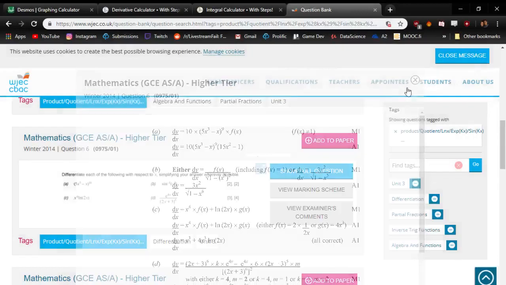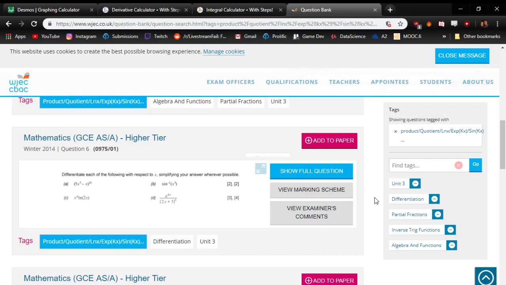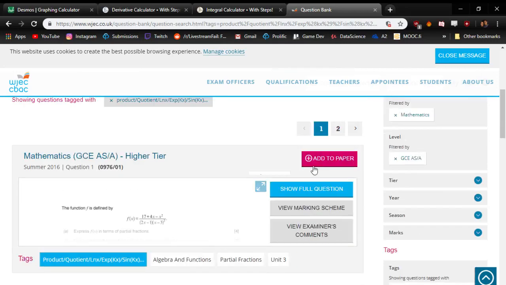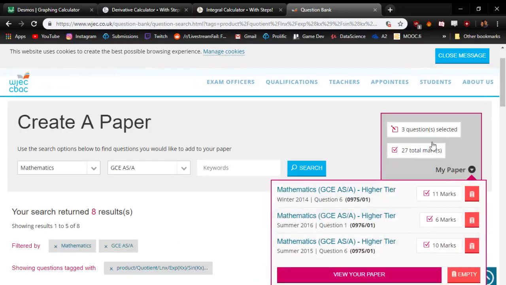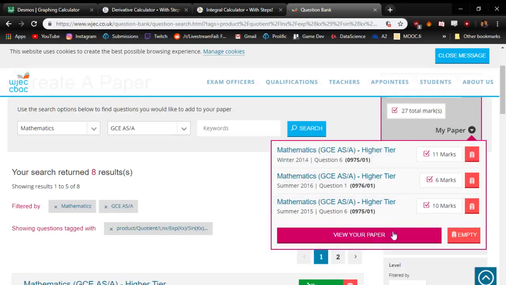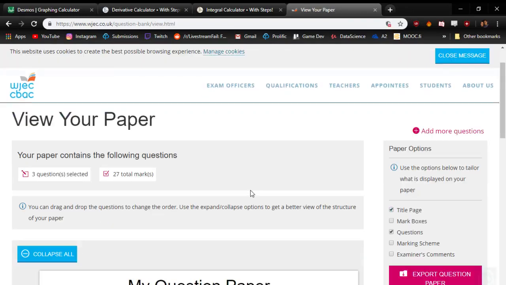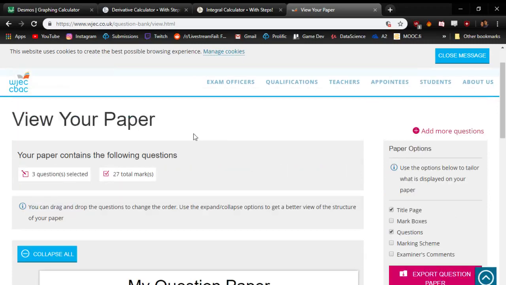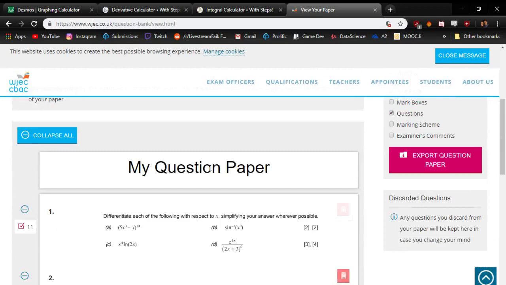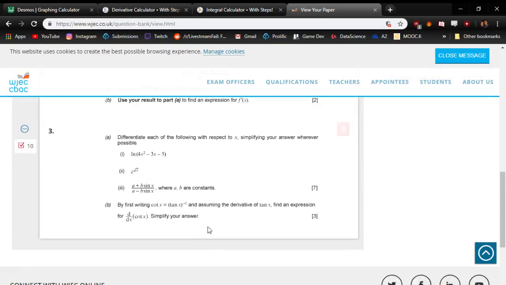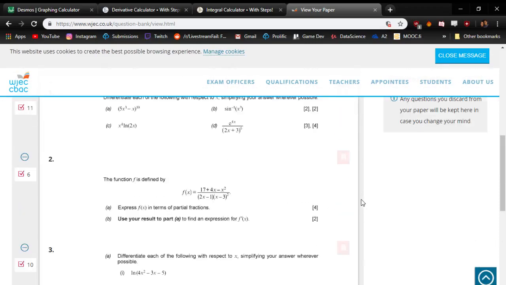I hate mark schemes, honestly. They don't really show clear answers, but you know, it's all good. And you can even add this to a paper. If I added this, I could add these questions to a paper, and you can see my paper now has 3 questions. I can click on view your paper, and I can name it if I wanted to. And then you can literally print this off as a whole mock, and use it for revision.